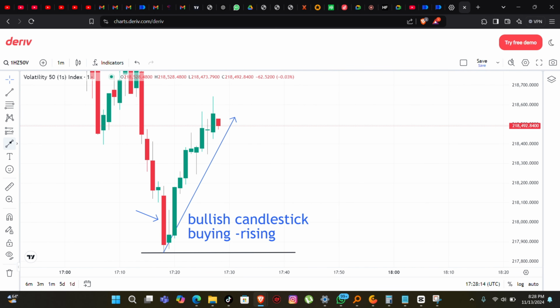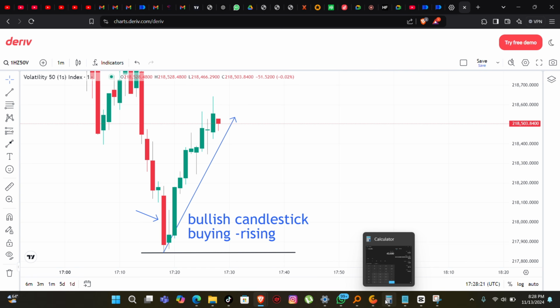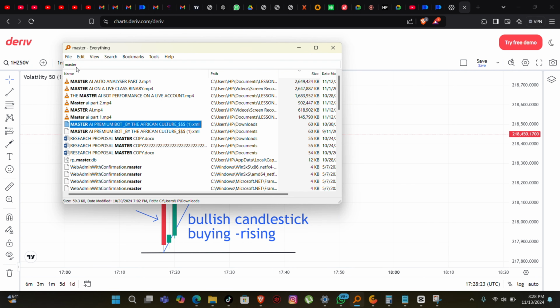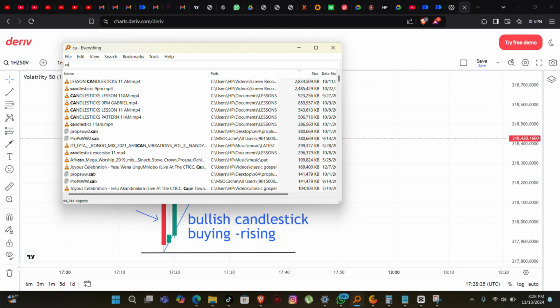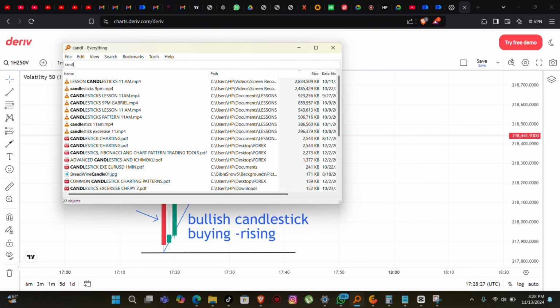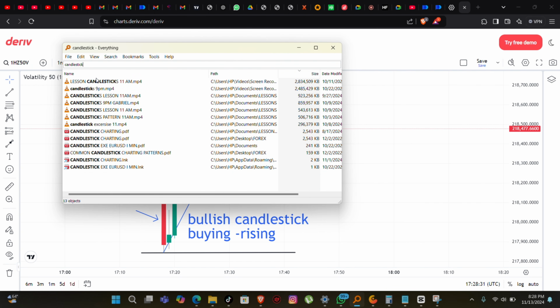So what I want us to do is open our candlestick PDF. If in case you don't have this candlestick charting PDF, you can request for it, although I will send it there in the group.